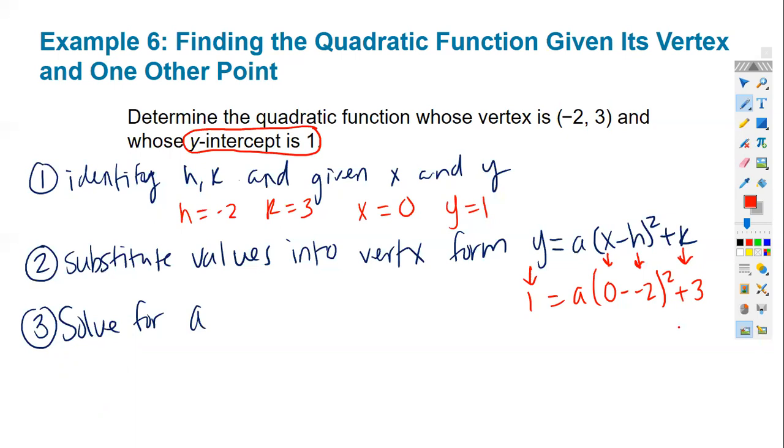Anyone? Subtract 3. Okay, we're getting somewhere. We're going to subtract 3. When I subtract 3, I'm left with -2 equals A times 2 squared. Okay, what's left to do?